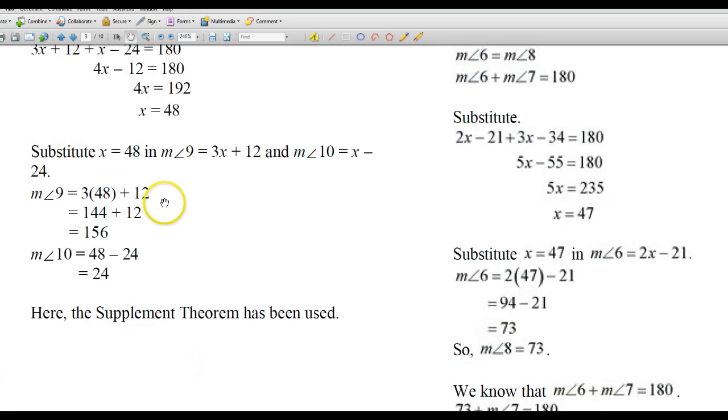From here we want to substitute in 48 in place of x. So the expression for the measure of angle 9 is 3x plus 12. So that becomes 3 times 48 plus 12, which is 156. The measure of angle 10 is x minus 24, so 48 minus 24, which is 24 degrees. And once again, we had to use the supplements theorem to set this problem up.